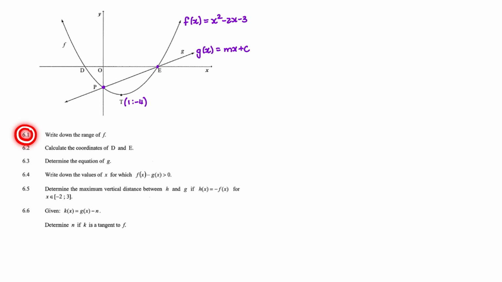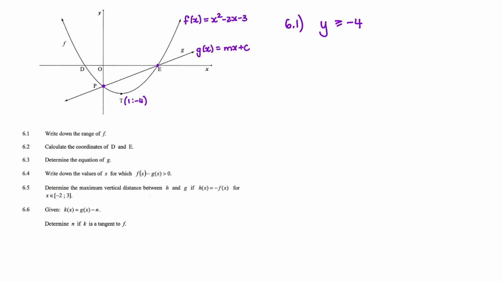Question 6.1. Write down the range of f. So the range is all the y values for this graph, and I can see that the graph is above −4. So for 6.1, the range is y ≥ −4.